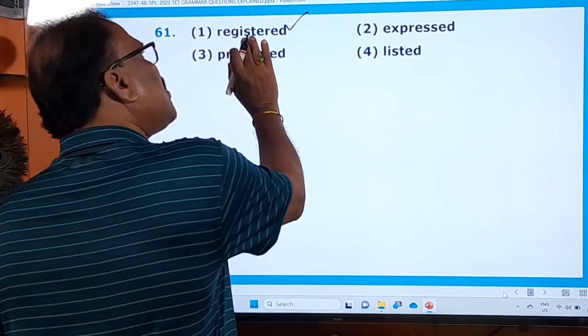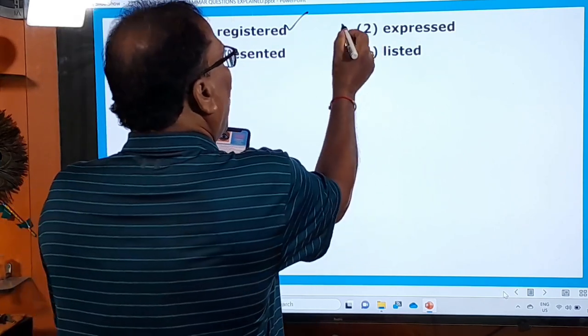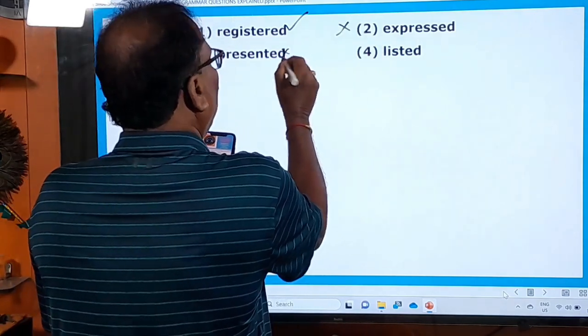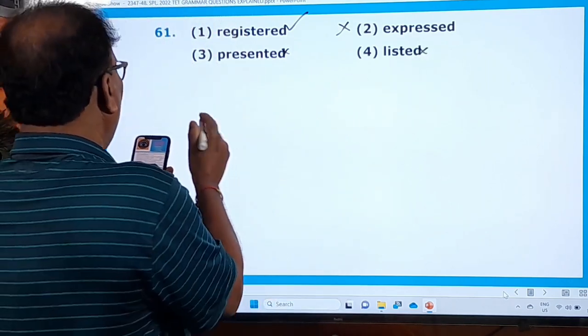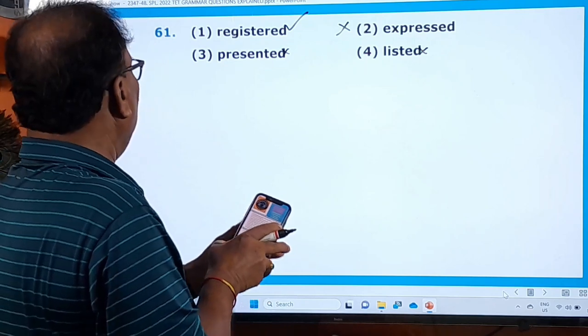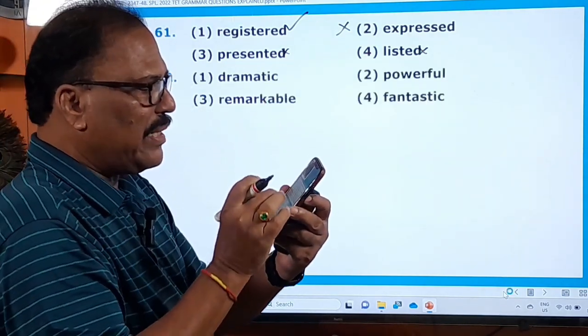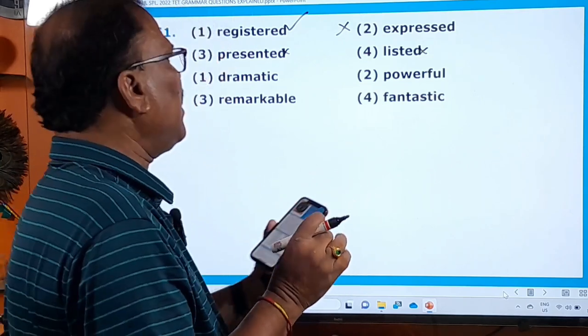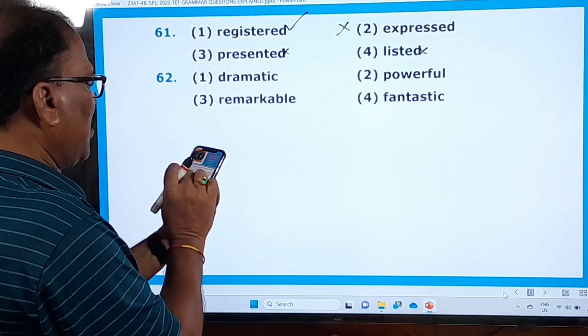So this registered is to be used in this blank 61, and not the second, third or fourth one. They are not to be there, it is registered. And you go to the next one. The 62nd one is there. Let me read the question here. A dash number of trees. Okay, that is the blank. A dash number of trees.